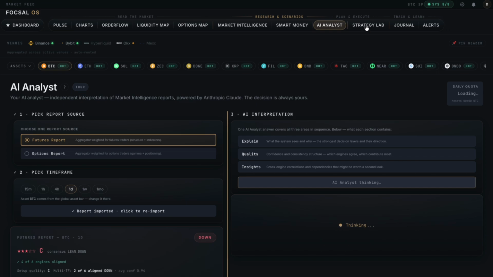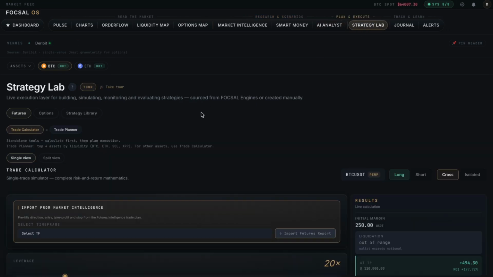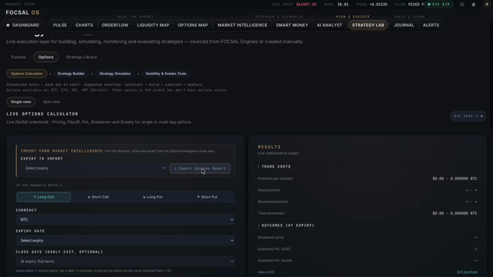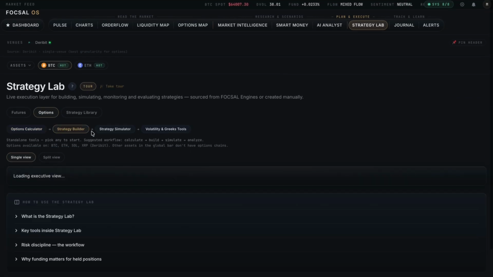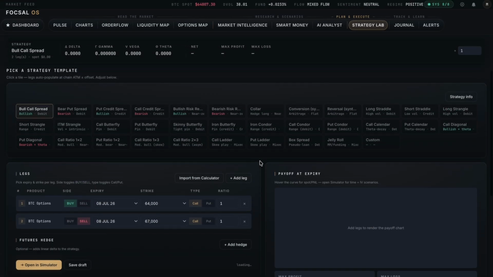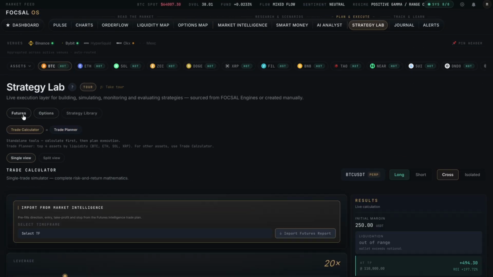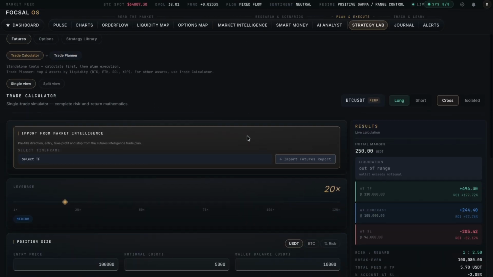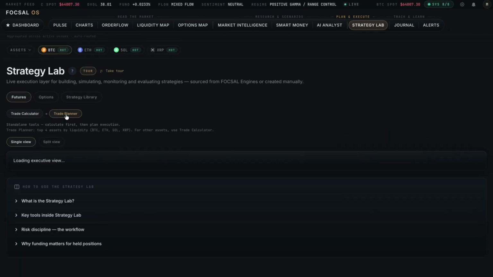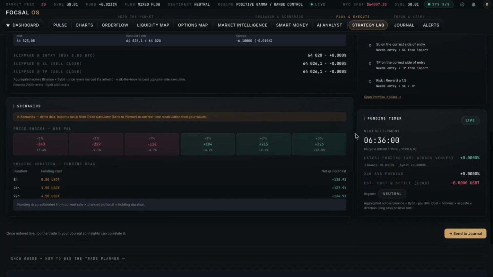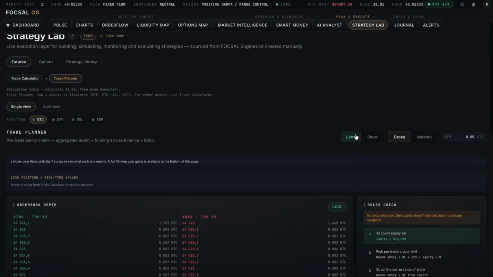The third group, planning and execution. This is where Strategy Lab lives. It's the trader's workshop. You get an options calculator, a multi-leg strategy builder, a profit and loss simulator, and a futures planner. You take a signal from market intelligence, come in here, and build a concrete setup, with risk and reward measured, before you click buy on an exchange. This is where an idea becomes a plan.